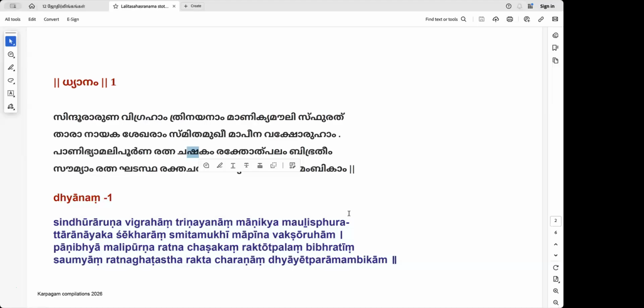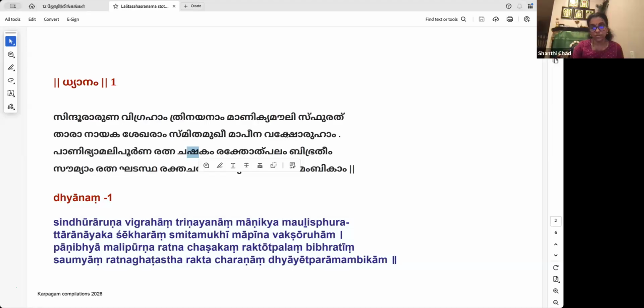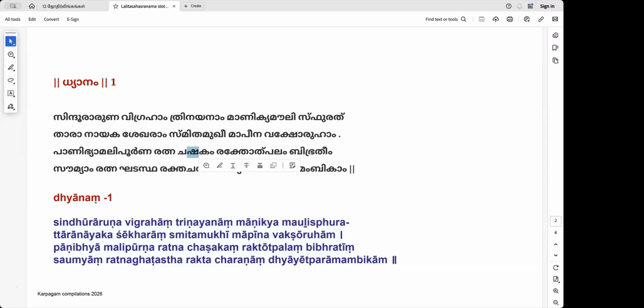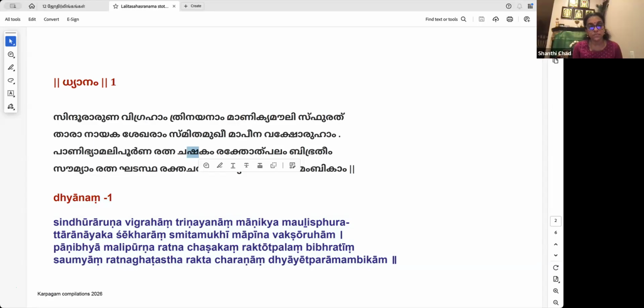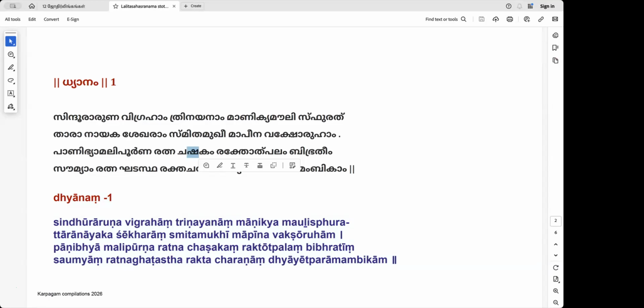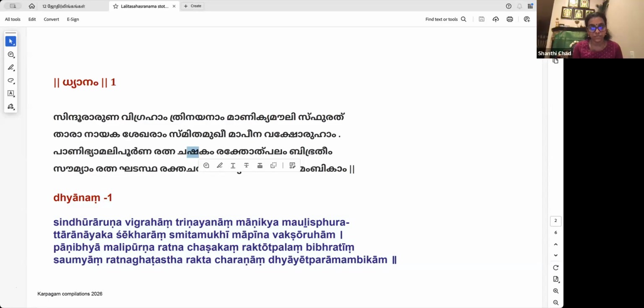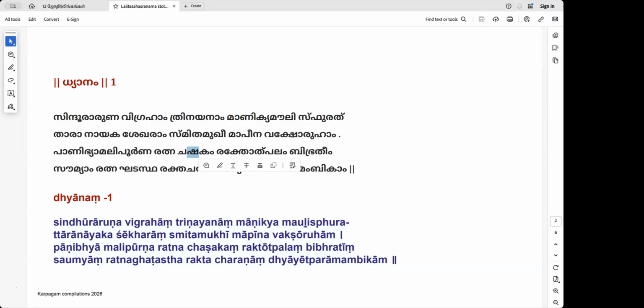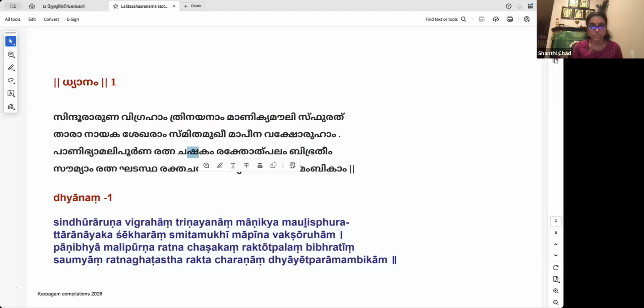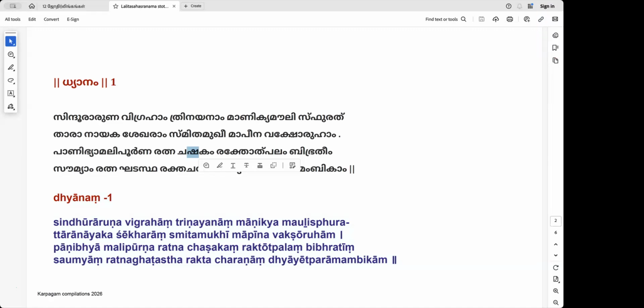Vakshoruham. This is a samyukta aksharam. So here also, the Shanmukha sha: ksha, and Shanmukha sha. Vakshoruham, Panibhyam, Alipurna, Ratna Chashakam. Ratna Chashakam, not Chashaham, okay? Ratna Chashakam.